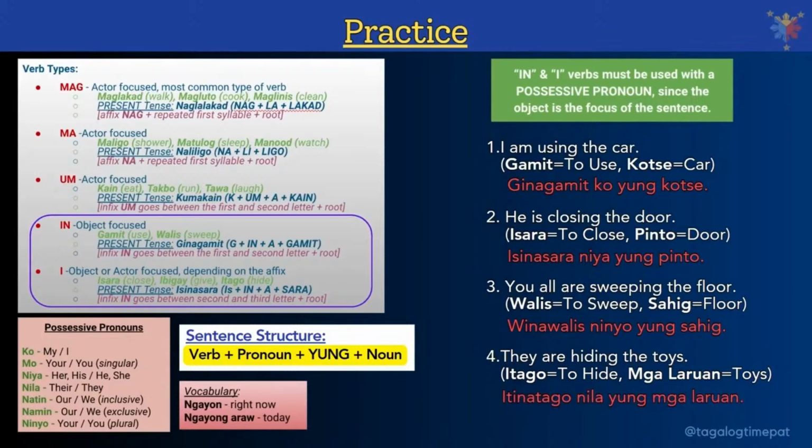And then lastly, they are hiding the toys. Itinatago nila yung mga laruan.